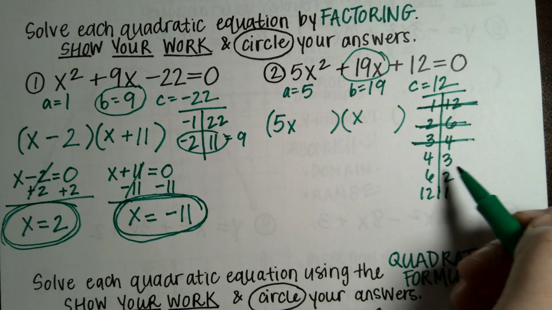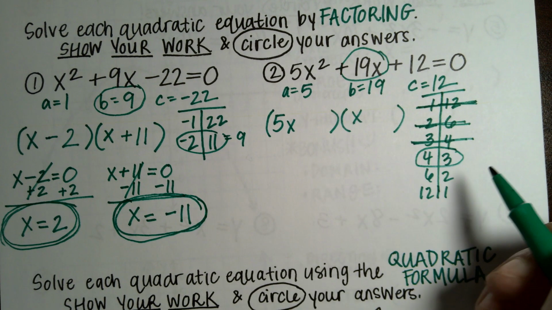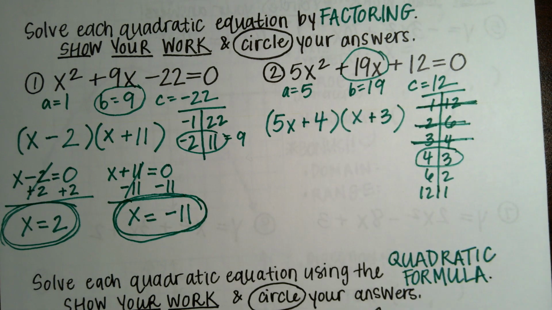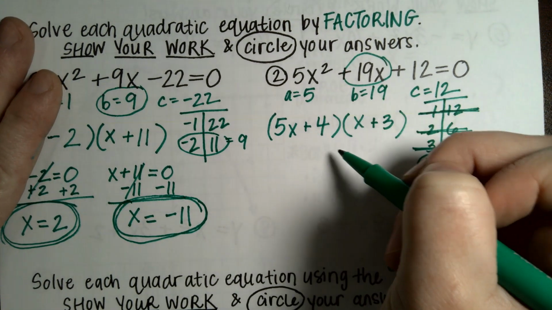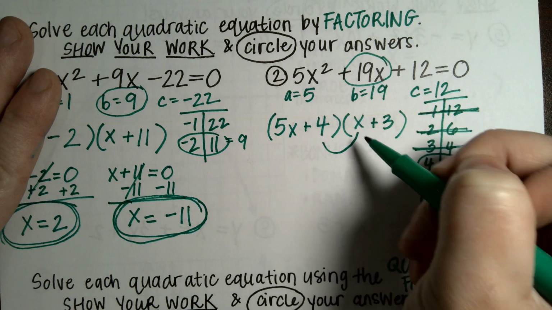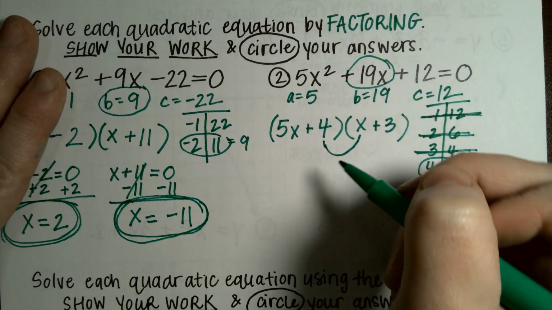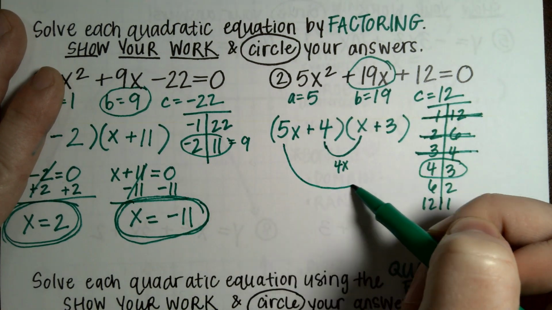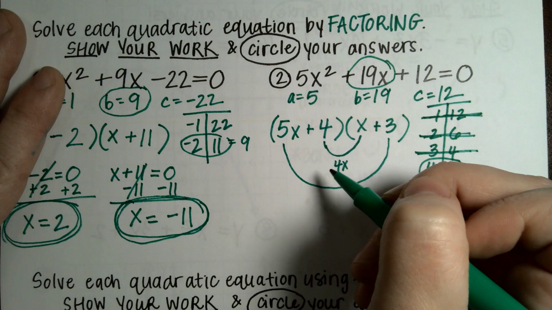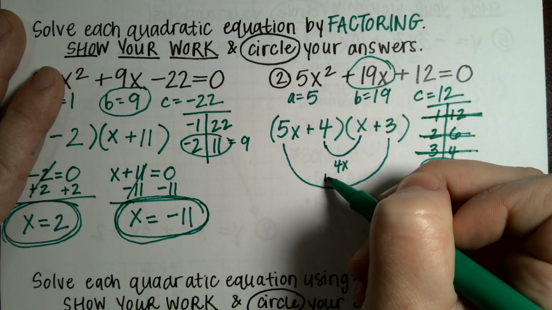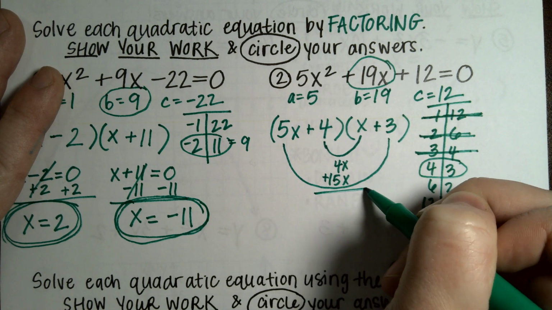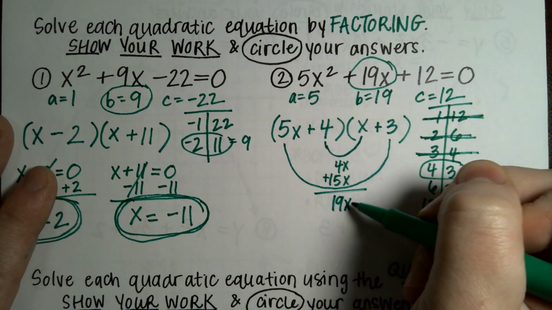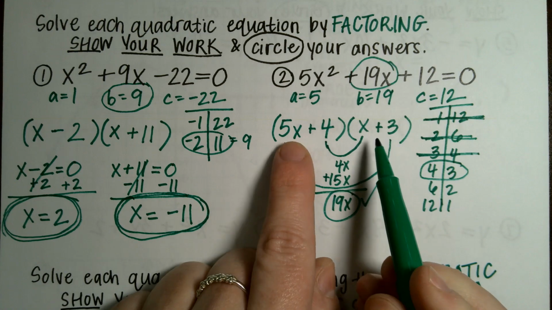But let's write it out anyway. So we're going to try 4 and 3. 5x plus 4 and x plus 3. Check our answer. 4 times x, 4x. 5x times 3 is what? 15x. Yeah, and 15x plus 4x, that's going to give us 19x. And that's what we wanted. So we know these are our factors.